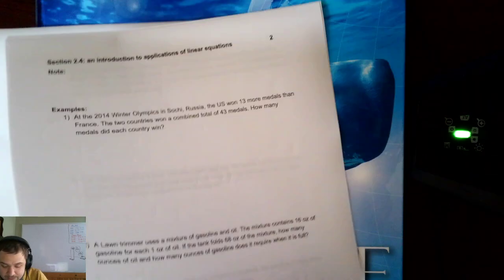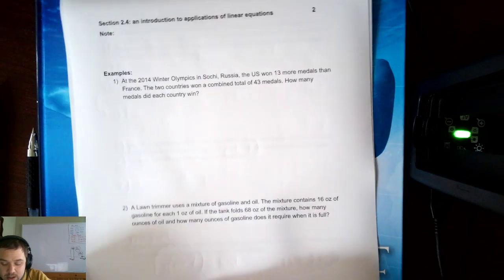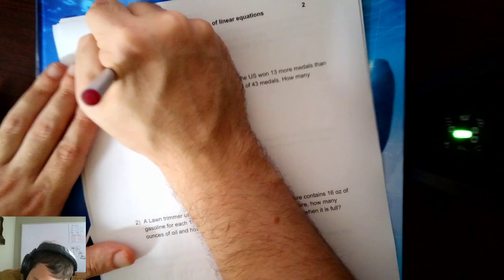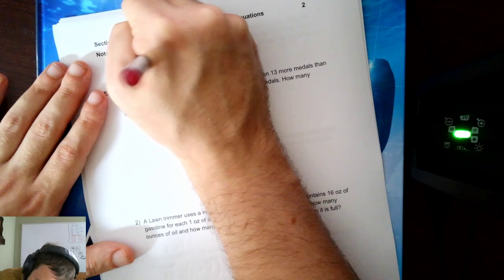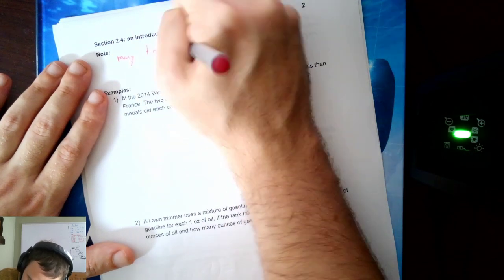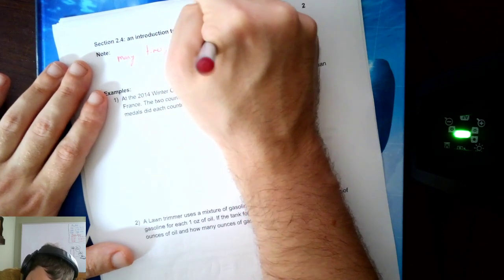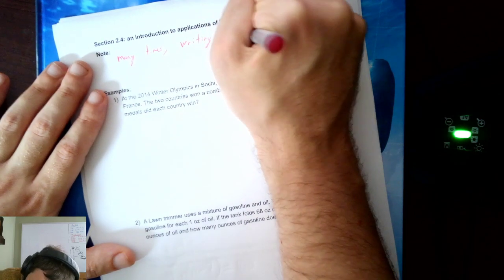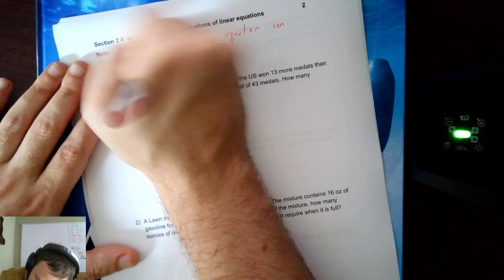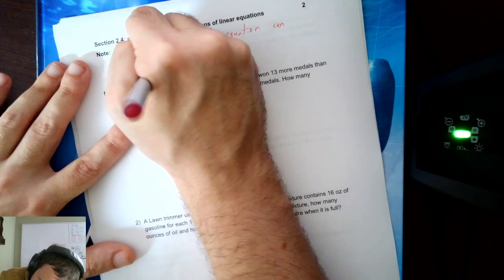Now, a note here. Many times, writing the equation can be tricky.